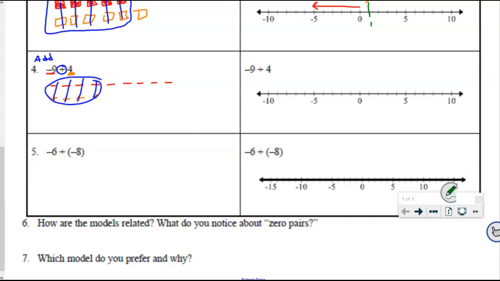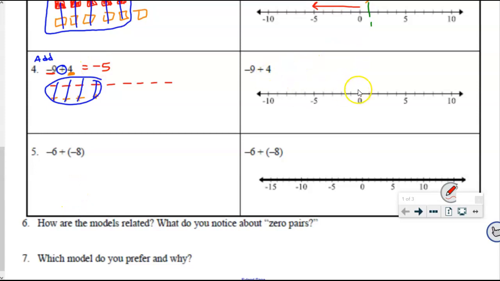After I look at those 0 pairs, what is it that I have left over? 1, 2, 3, 4, 5. So it's equal to 5? No, it shouldn't be equal to 5, Zoe. Negative 5. So yes, there are 5 things left over, but what are they? They're negative. So we can't say that it's equal to 5. We have to say it's equal to negative 5. So make sure we're careful on that.